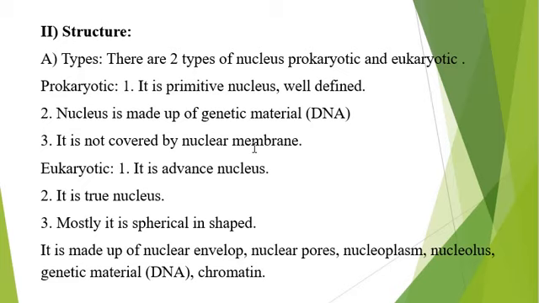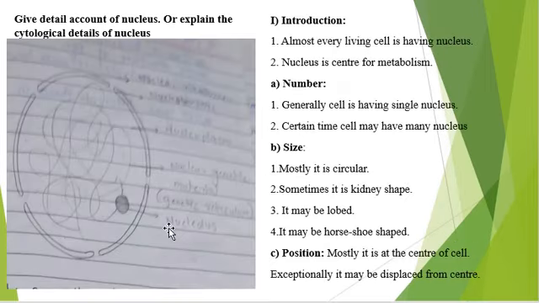In eukaryotic cells, the nucleus is the advanced type. Mostly it is spherical in shape, and the nucleus in eukaryotic cells is made up of the nuclear envelope, nuclear pores, nucleoplasm, nucleolus, genetic material and chromatin, which we saw in the last figure. So this is the eukaryotic type of nucleus.